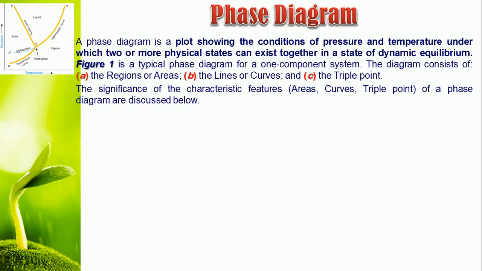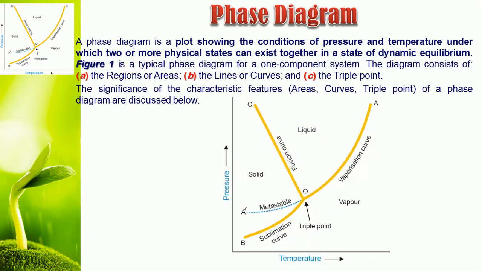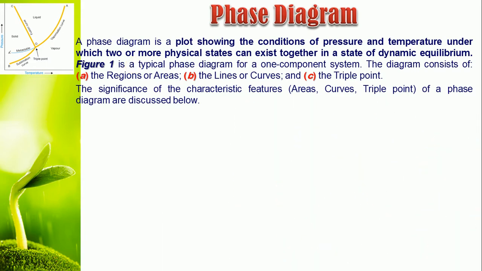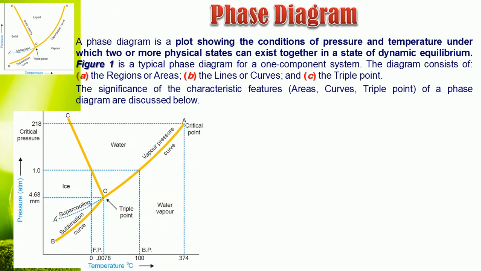Now let's take a look. What is a phase diagram? A phase diagram is a plot showing the conditions of pressure and temperature under which two or more physical states can exist together in a state of dynamic equilibrium. If you look at these diagrams, this is a phase diagram, this is also a phase diagram.